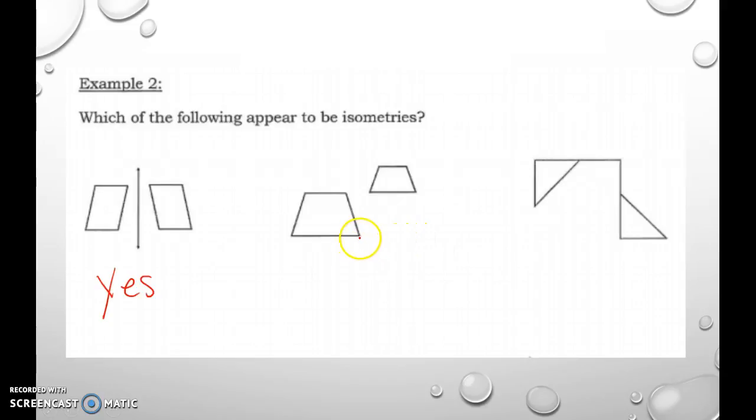If we look at our trapezoids here, we can see clearly that this trapezoid is much smaller than this. So because the size changed, we would say this is not an isometry. And if we look at our 2 triangles here, this looks as though it's been rotated around a given point. We could say that this is an isometry because although it's rotated, it's spun around, it is still the same shape and size.